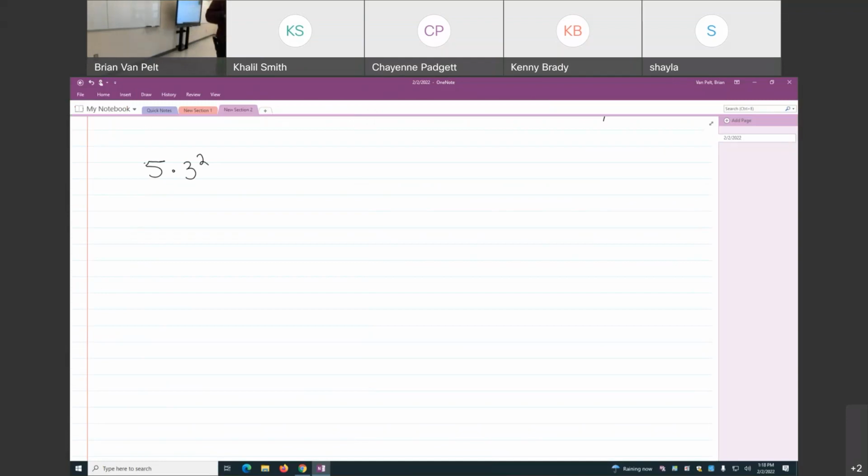Right, when you're working a problem like this, what's the part you do first? Excellent. So you're going to do 3 squared first, and you'll get 5 times 9. And that is equal to 45, of course.